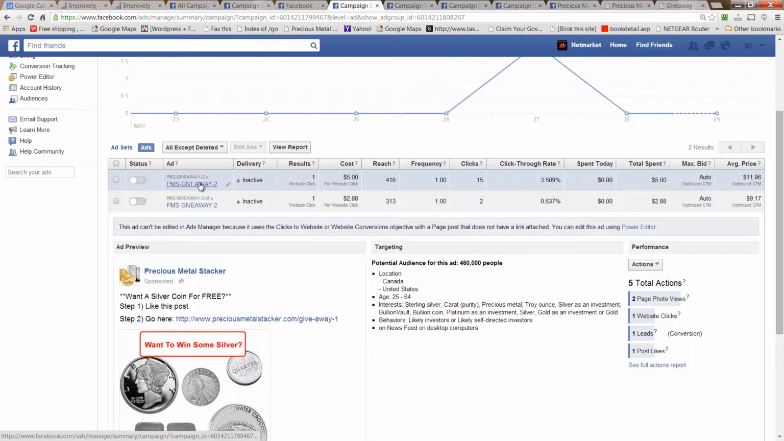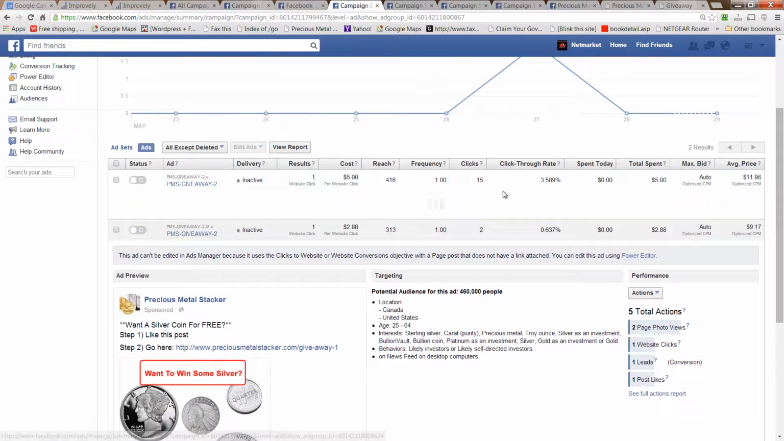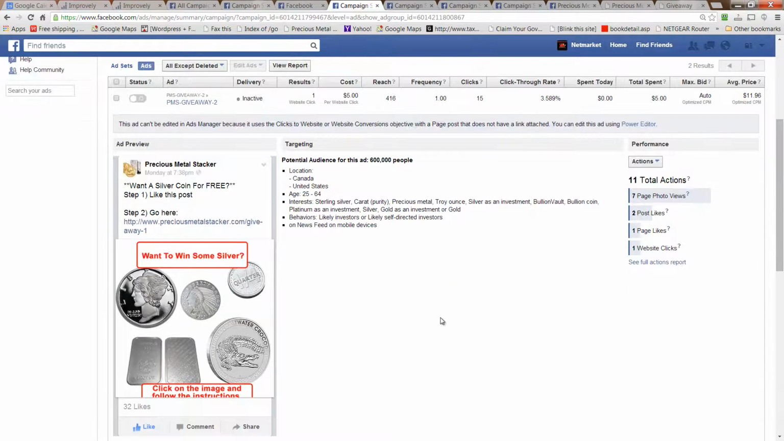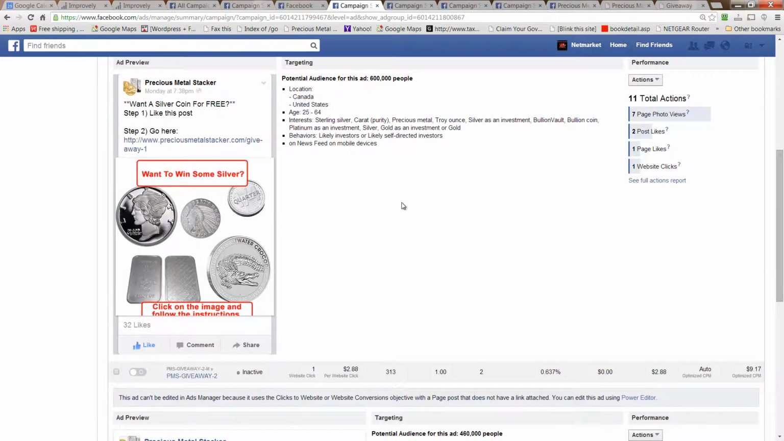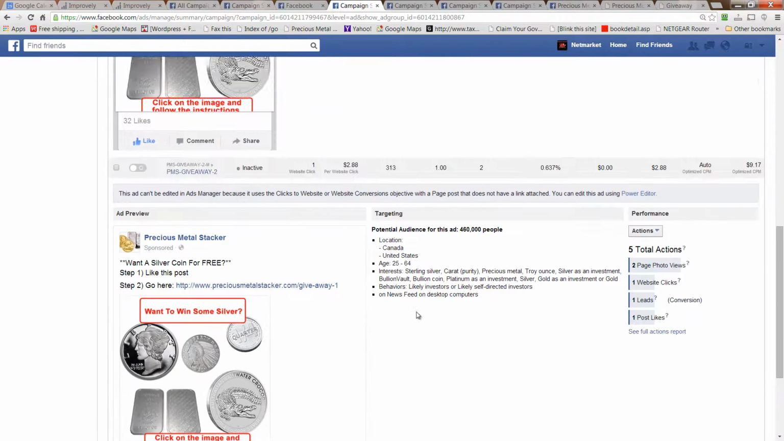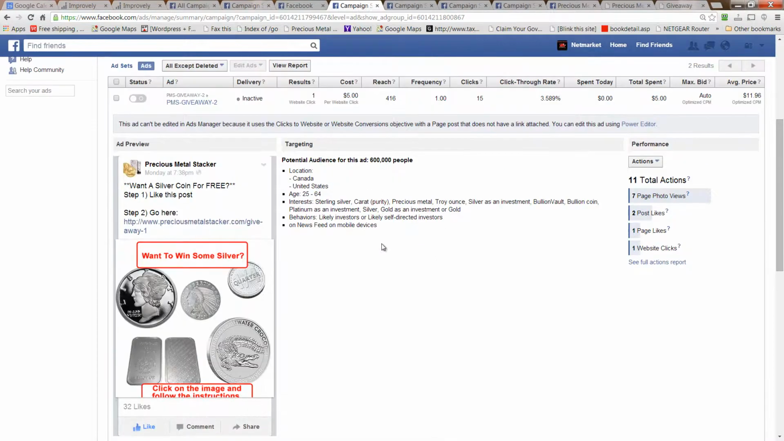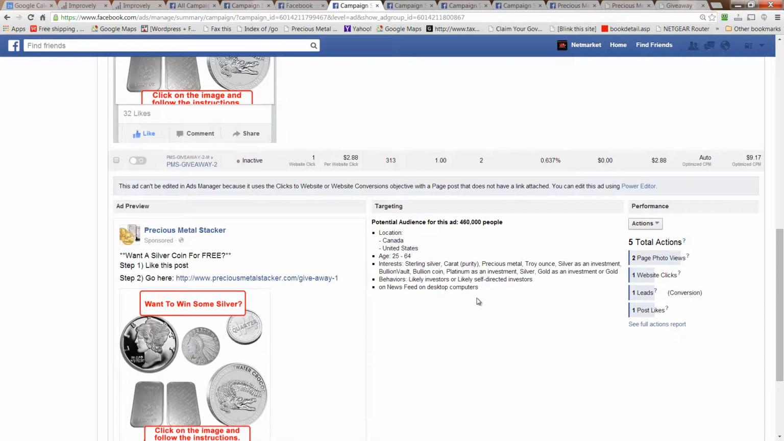And you can see here initially we got a much higher click-through rate on the mobile than we did for the desktop. These were the different targets. We did an age demographic between 25 to 64, United States and Canada.